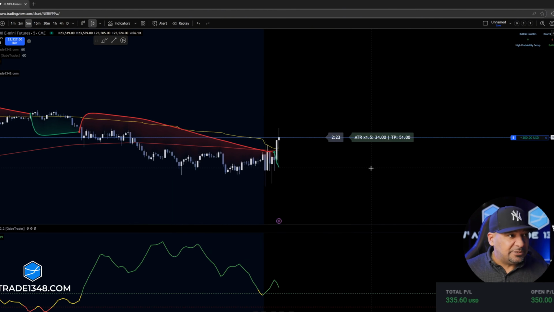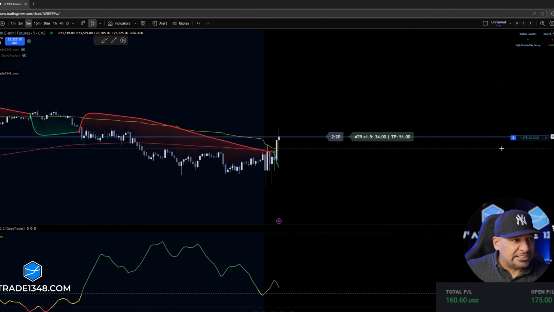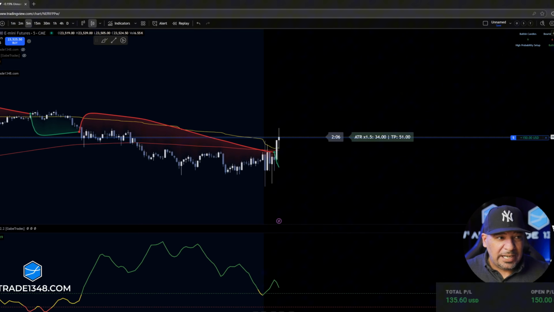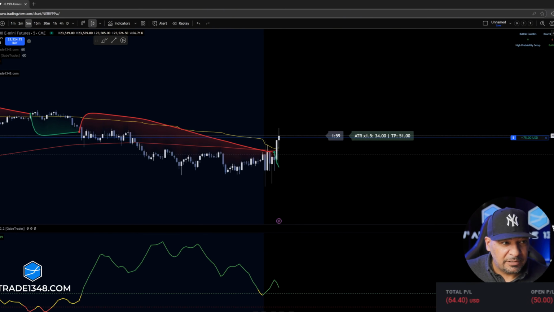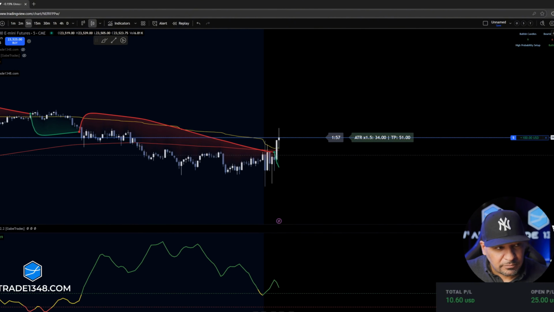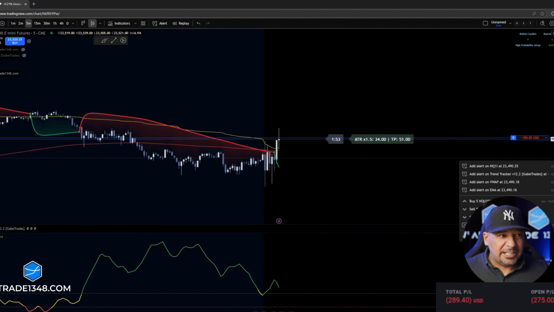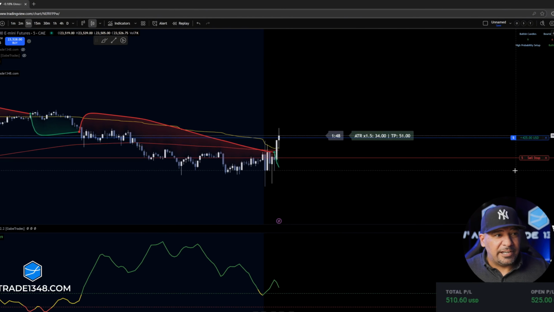What it's doing here is telling me, based on my entry, where my stop should be. My stop should be 34 points from here. So what is 34 points based on my stop? We entered at 524.25. So 34 points from there is going to be at about 23,490. That's going to be my stop, guys. That's my stop right there.